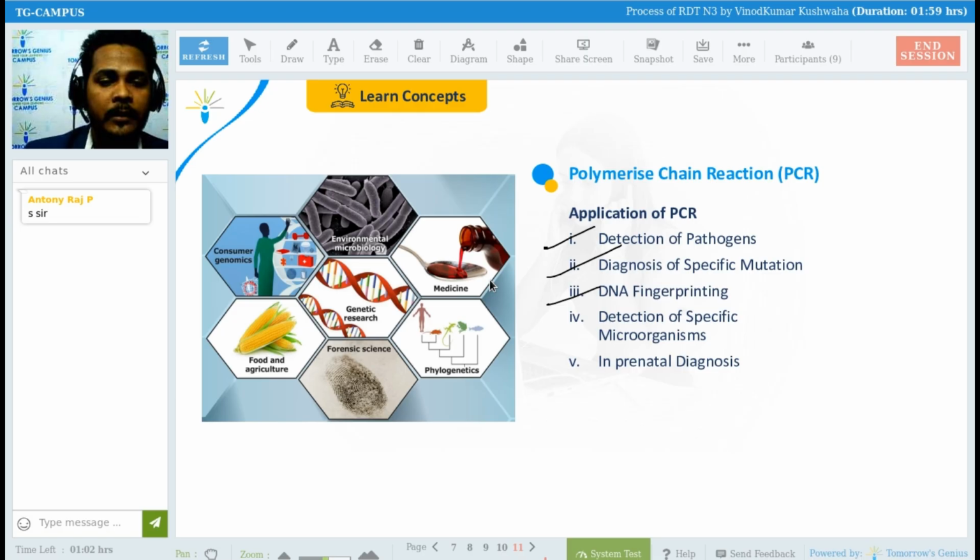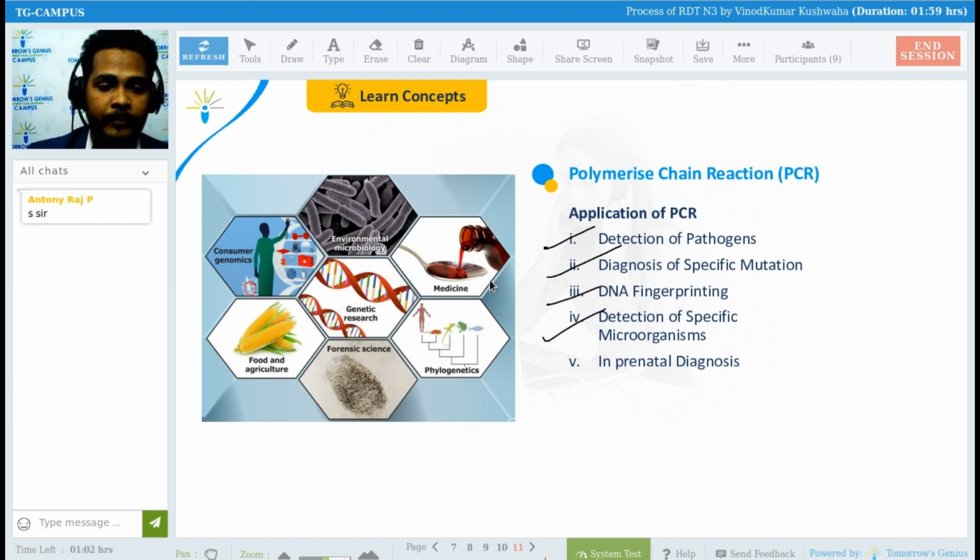DNA fingerprinting is also another case where we can use it for different types of diseases, like for detecting crime. Generally in a crime scene, in a forensic laboratory, this DNA fingerprint is made by using PCR. Then detection of specific microorganisms, like any bacteria which is not known yet. Through this PCR we can detect the specific pathogens.